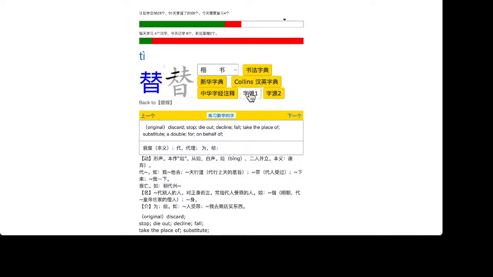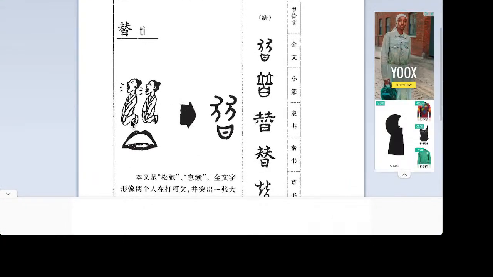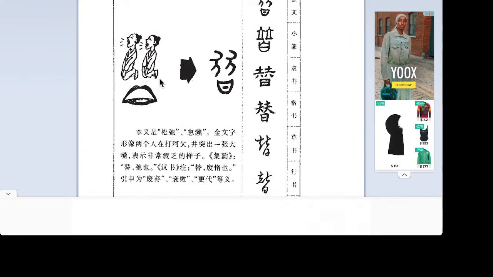Now, let's take a look at this character. You can see on the top, that means there are two people. See, two people over there. Remember the original meaning? That means going downhill, dying out, things like that. The way they do that is they are picturing two people yawning. So they're getting tired and yawning, to mean tired out, burn out.